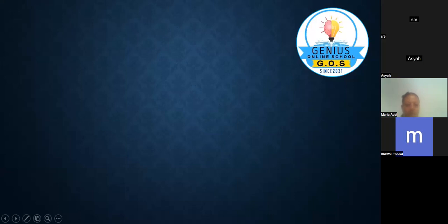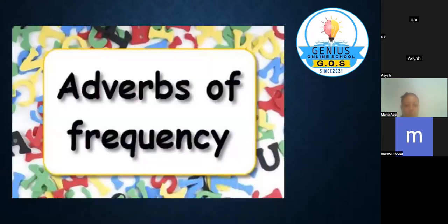Okay, let's start. Yesterday we were talking about the present simple. Today we are going to continue a little bit on the present simple. It's called adverbs of frequency. Do you know what is the meaning of adverbs of frequency?